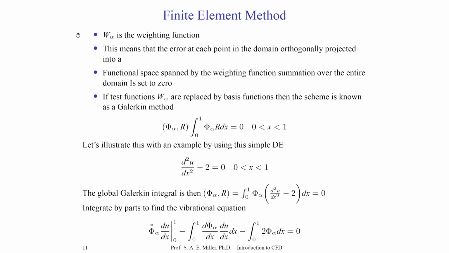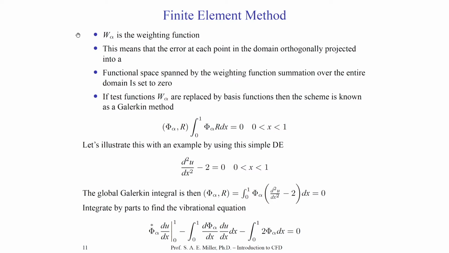Here, W will be the weighting function. This is really our choice of what the weighting function is. This means that the error at each point within the domain will be orthogonally projected onto A. The functional space spanned by the weighting function, summed over the entire domain, will be set to 0.